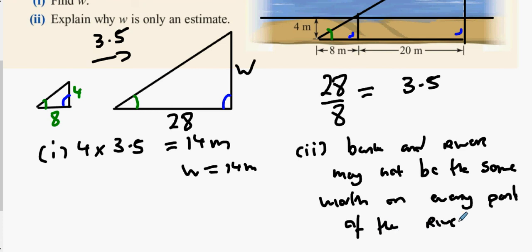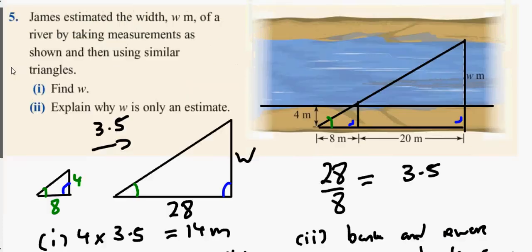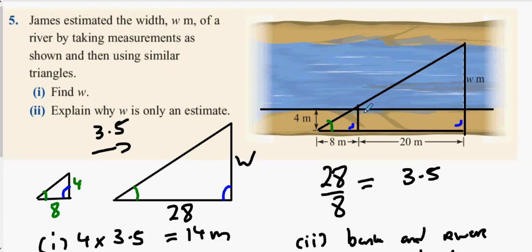And we see that's true. You can see that the W here is smaller than the W here. And we see that the bank isn't a straight line. You can see the blue coming in, so the bank isn't a straight line, okay? So it's not a perfect line.